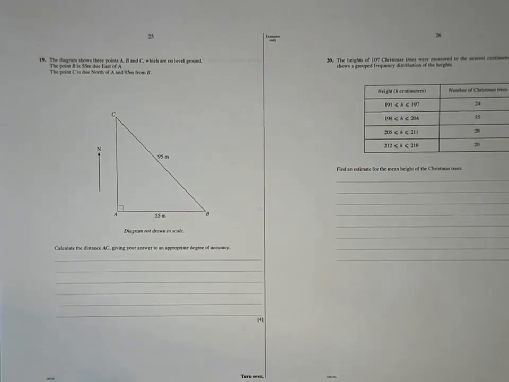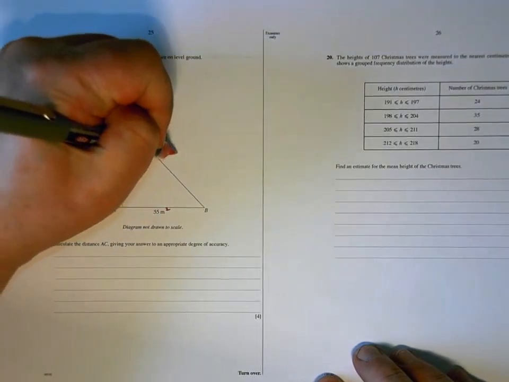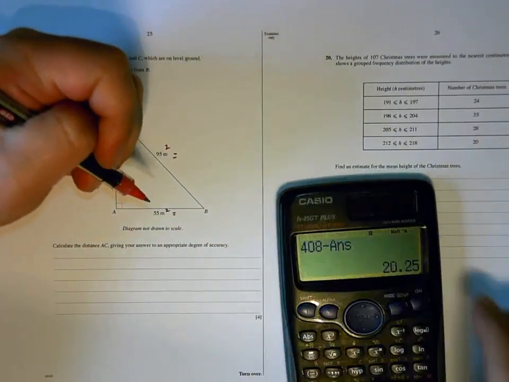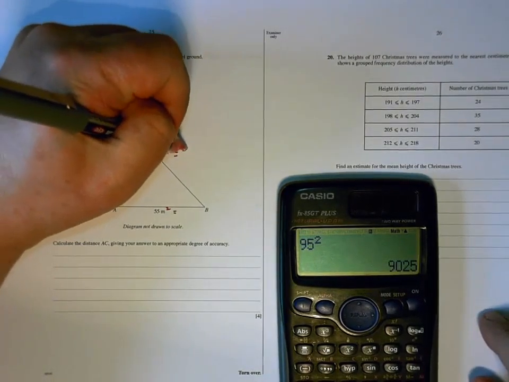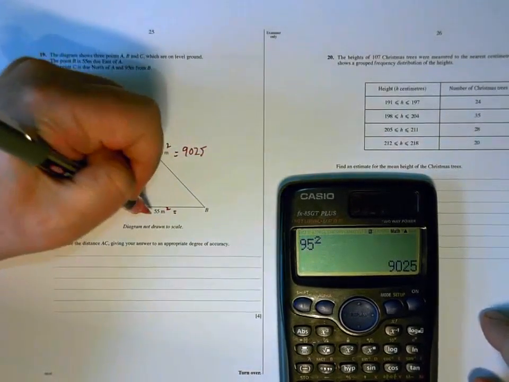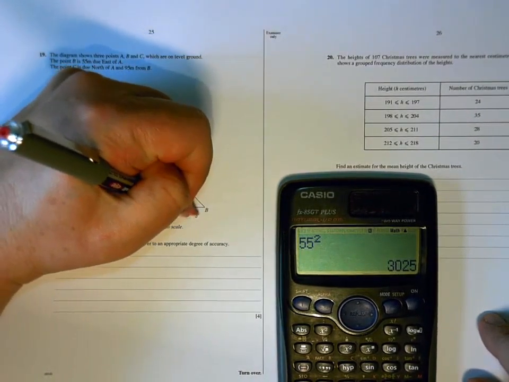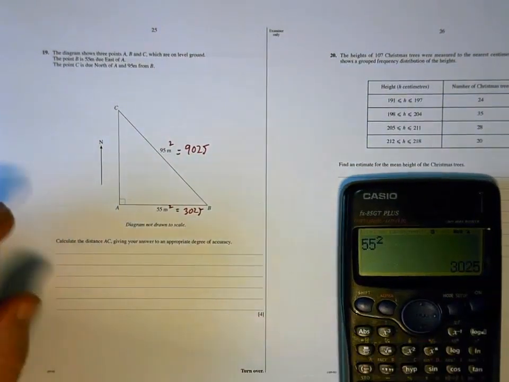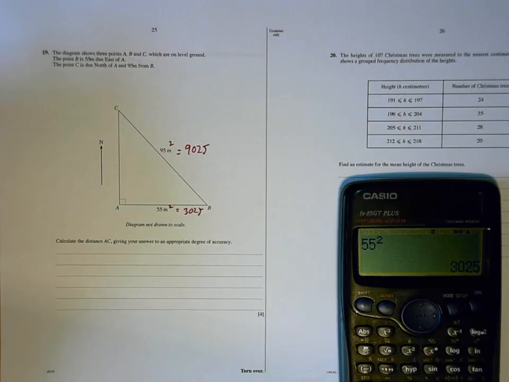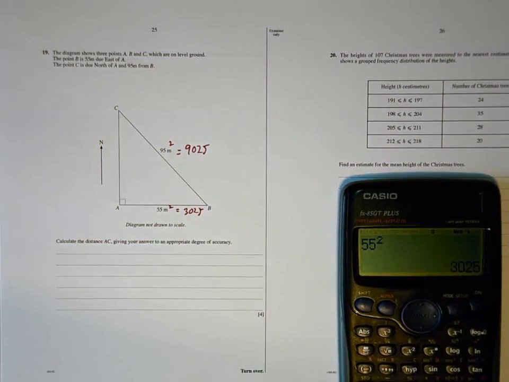So the first thing to do is to square everything that you see. So we do 95 squared, 9025, and 55 squared, which is 3025. Okay, and you're already on your way to marks with this question. Right, so we've done that. That's the automatic trigger to your brain to do that straight away.